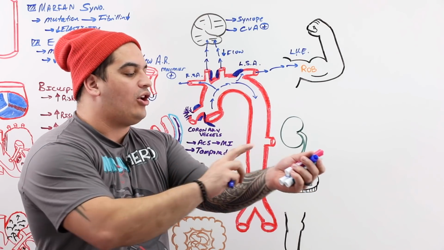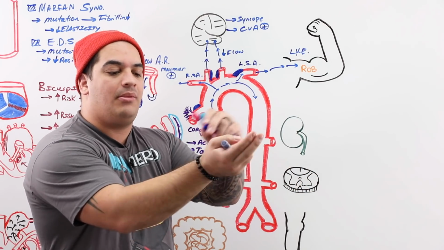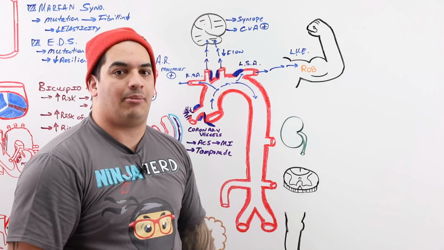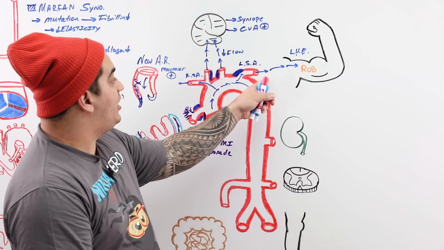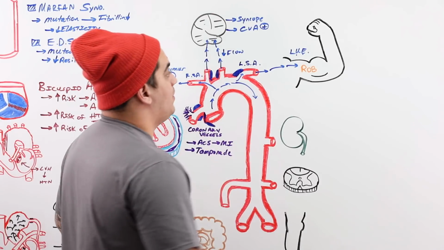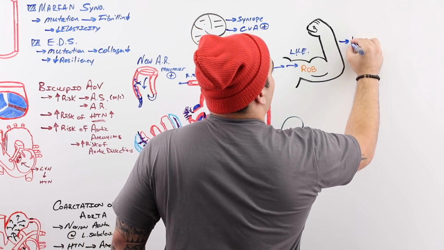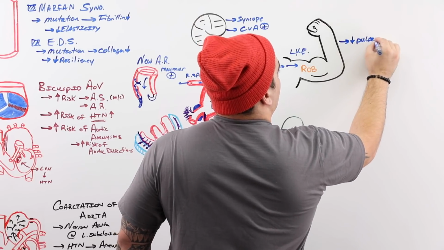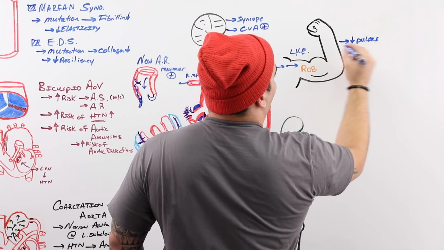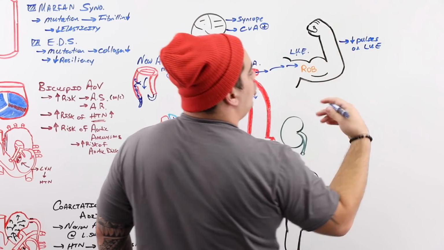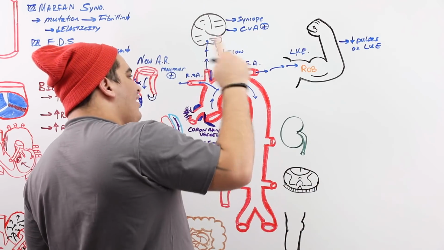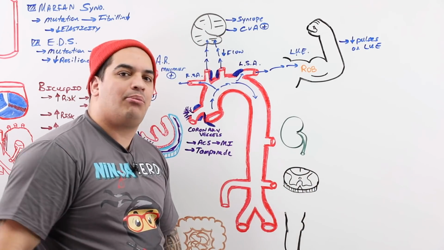What's going to happen if I go and check the pulses on their left upper extremity and compare to the pulses on the right upper extremity? I'm going to have decreased pulses on this side. So as a result, one of the big telltale signs on your exams is that you have decreased pulses on this, in this case, the left upper extremity. Usually that's one thing. The second thing is if I take a blood pressure.